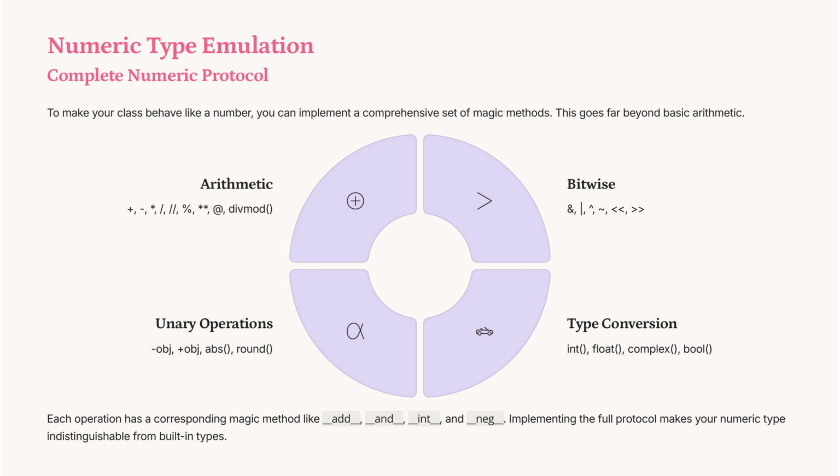To emulate numeric types in Python, implement magic methods like __radd__, __rint__, and __neg__. This allows your class to perform arithmetic, bitwise, and type conversion operations, making it indistinguishable from built-in types. Implementing the complete numeric protocol ensures seamless integration with Python's numeric operations.